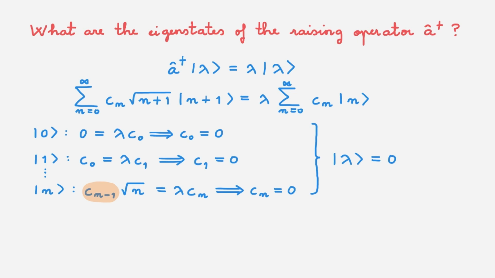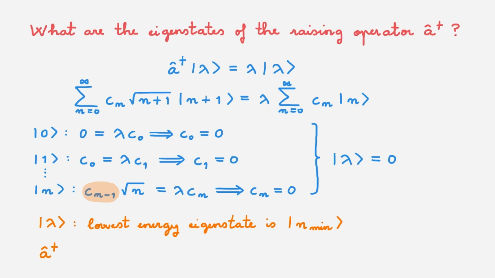This result is actually relatively easy to understand conceptually. When we write any state lambda in the energy basis, then there will be an eigenstate in the expansion that will correspond to the lowest energy of all eigenstates. I will call this lowest energy eigenstate n-min. This may be the ground state itself or another state.